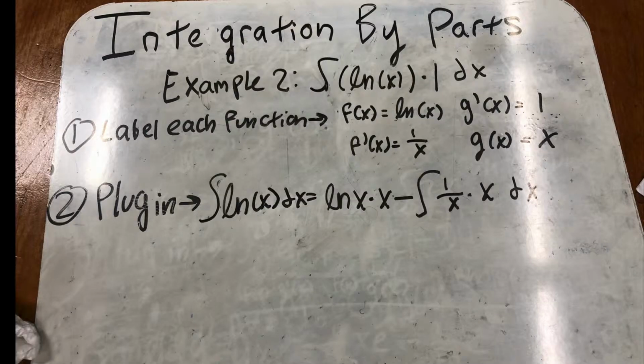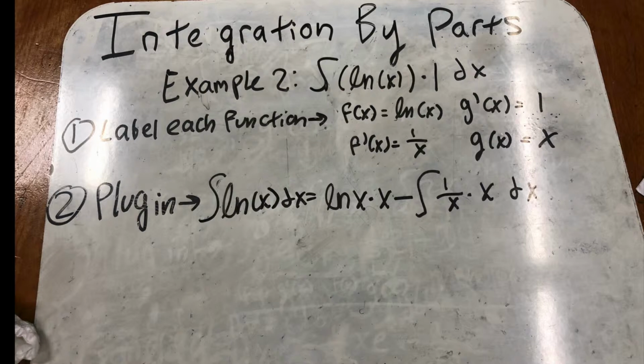Here's another problem that can be solved using the integration by parts technique. Example 2 is the integral of ln x times 1. Step 1 is to label each function. From the given problem, we know that f of x is ln x and g prime of x is 1. And using these two values, we can also find that f prime of x is 1 over x and g of x is x.